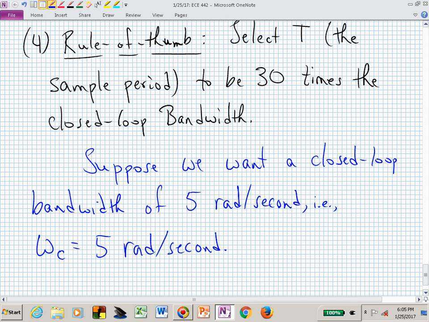Or if we went 1 cycle per second, we would have had to have gone 2 pi radians, which is 6.2. Is this 6.2? No, it's not quite that. So we're not going quite 1 cycle per second. We're not even at 1 hertz in terms of a closed loop bandwidth. We're a little bit less than that.